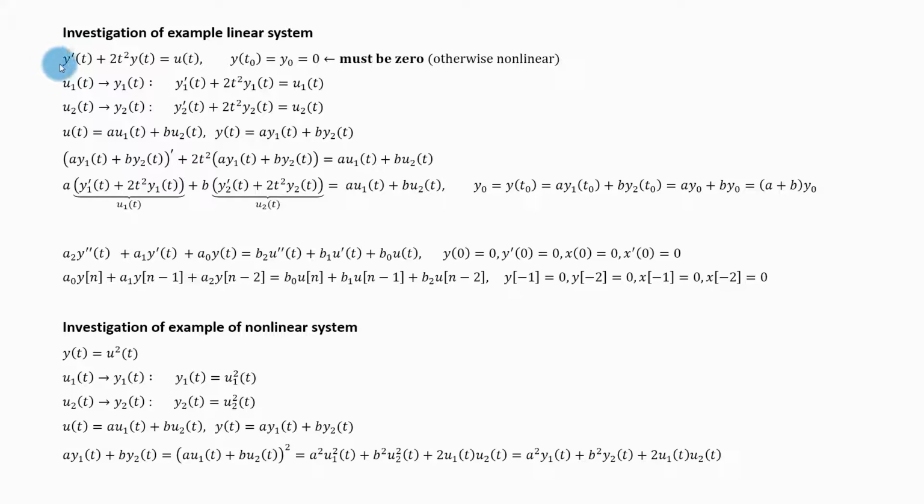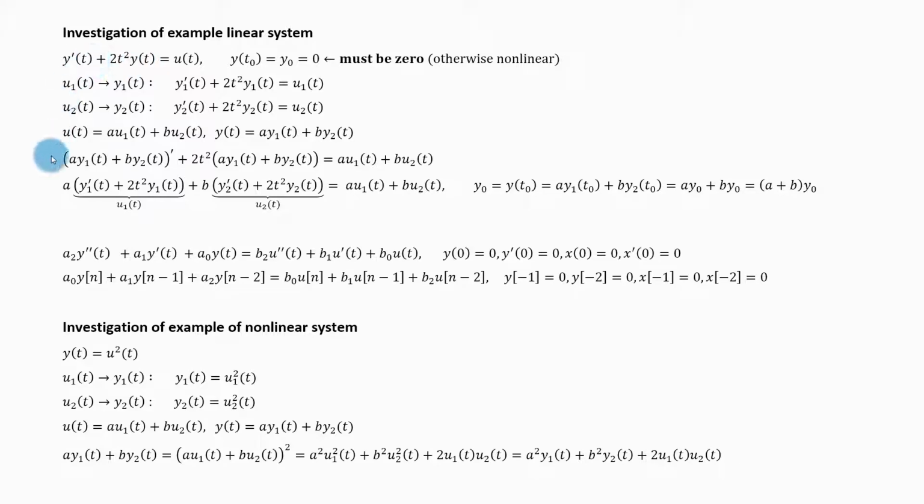If in the system described by this differential equation, an input u1 creates an output y1, then this relationship must hold. If an input u2 creates an output y2, then this relationship must hold. Now, should the system be linear, then the input given by this linear combination of these inputs must create the output given by the same linear combination of these outputs. So let's verify that. Substitute this input here and substitute this output here and here.